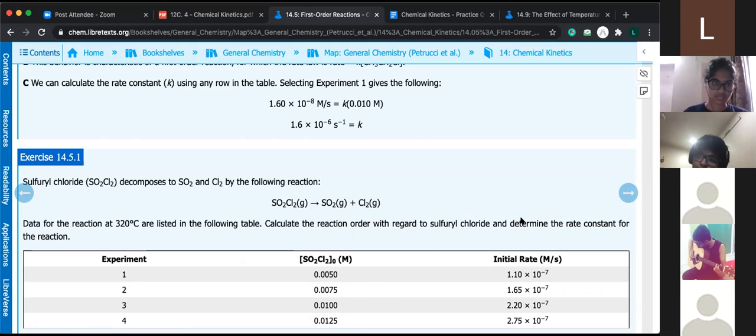Now, quickly calculate the rate constant. So you're given the same pattern as the last one. So this you guys should be able to do. Send it in quickly now.